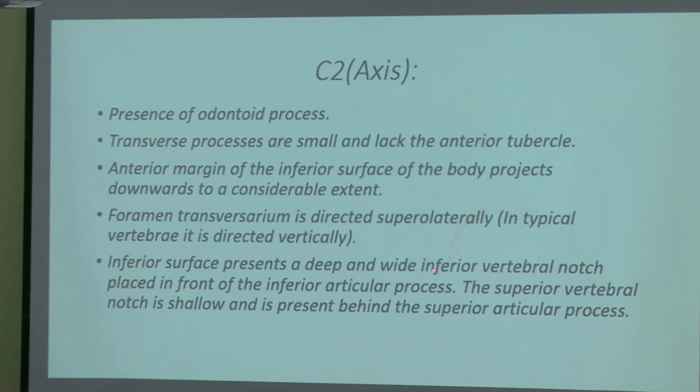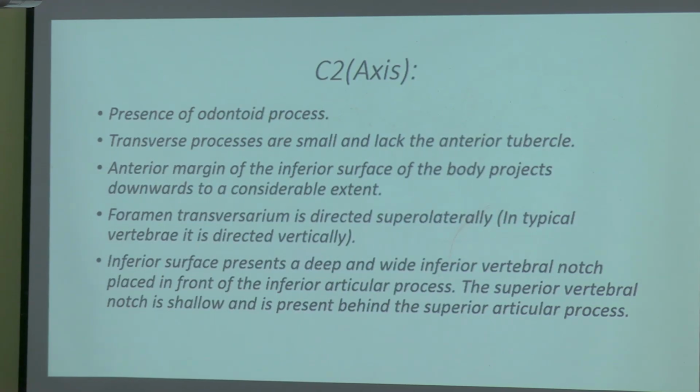Inferior surface presents a deep and wider inferior vertebral notch placed in the front of the inferior articular process. The superior vertebral notch is shallow and present behind the superior articular process. These are factual things only.